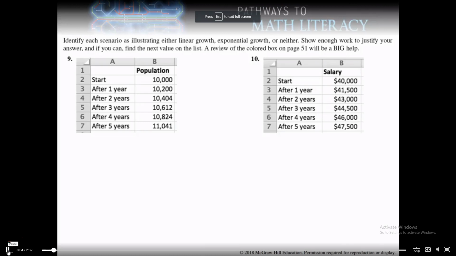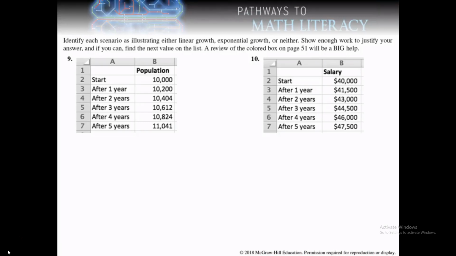We're still looking at different scenarios and determining whether they're linear growth, exponential growth, or neither. So in number nine, I'm going to start by checking for linear growth. When I look at the first two values in the table and subtract 10,200 minus 10,000, I find out that to get from the first value to the second, I would need to add 200. The question then is, does that keep working? Does that pattern continue? If I add 200 to 10,200, do I get the next value in the table? And I do not. It is not adding 200. So that means that this one is not linear.